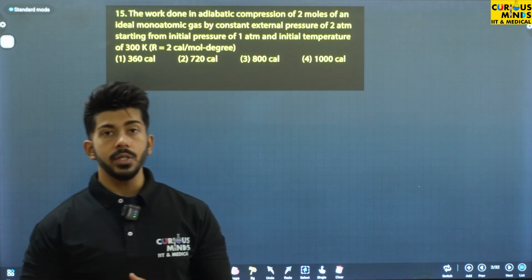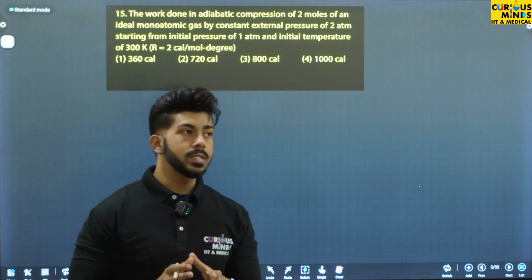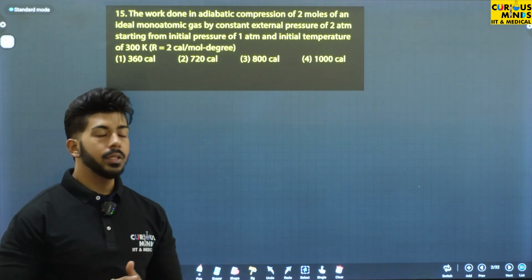So this will be the second question of your series, but as you can see the number is 15. That means this is the module's question number. So let's dive into the question.